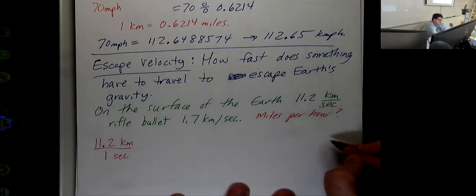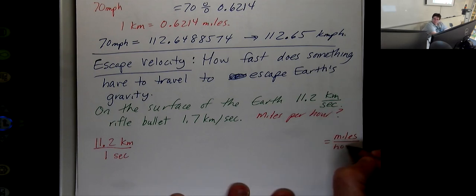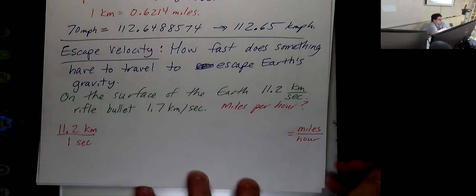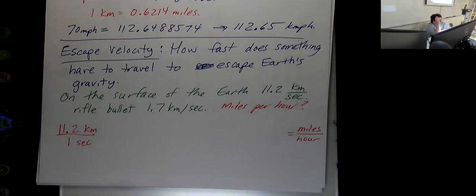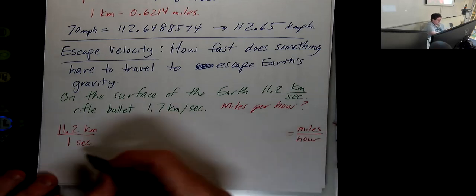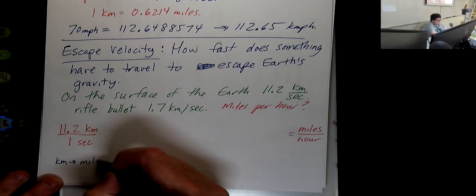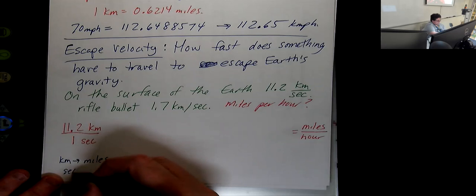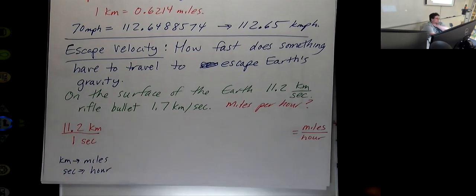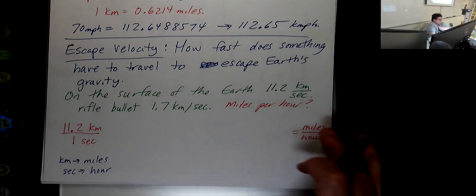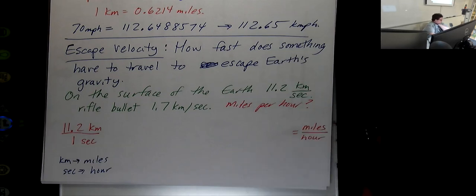I eventually need to end up with miles on top and hours on bottom if I want to go to miles per hour. So I'm going to use that to figure out what I need to do. It looks like I need to switch. I need to get kilometers to go to miles. And I need to get seconds to go to hours. So we're going to have to focus on switching both. But we'll do them one at a time.